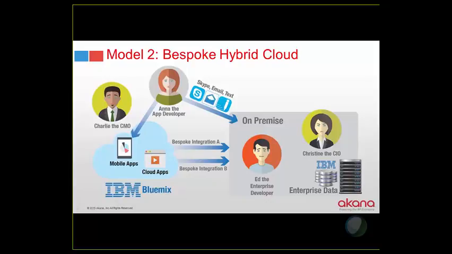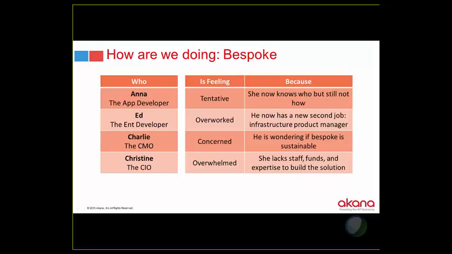Now, Anna still doesn't have great tools to collaborate with Ed. She's still Skyping and emailing and texting and so on. She's still a little bit confused about how to access the data, and she still has concerns that if she needed more data beyond bespoke integration A and bespoke integration B, then she would be in trouble and she'd be back at square one, and she's right in that concern. So definitely Model 2 is an improvement over Model 1, but it still has its issues. And let's go through what those issues are.